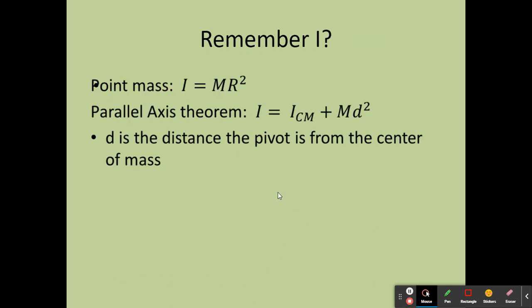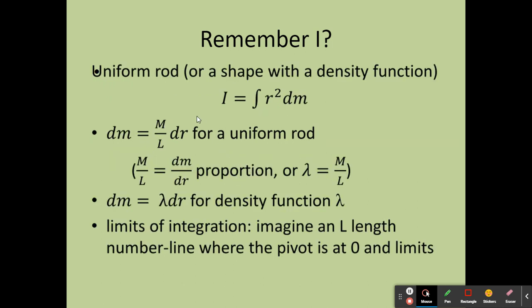So we're going to talk a little bit about I and review a little bit. You remember I? So when we had a point mass, it was mr squared. We just talked about that. We also had the parallel axis theorem that we could use. So that was I is equal to the I of the center of mass plus md squared, where d is the distance the pivot is from the center of mass. And remember when we had a uniform rod or a shape that had some sort of weird density function, we could use this equation for I. It was the integral of r squared dm.